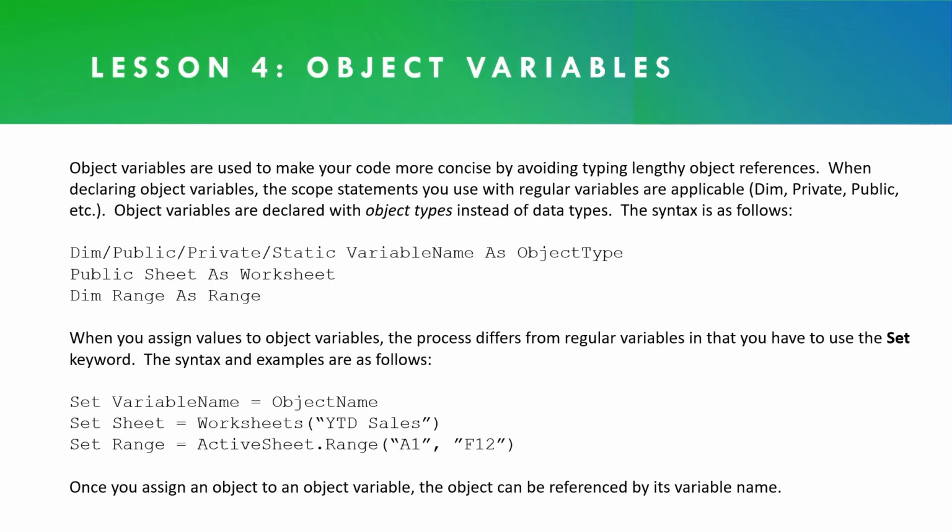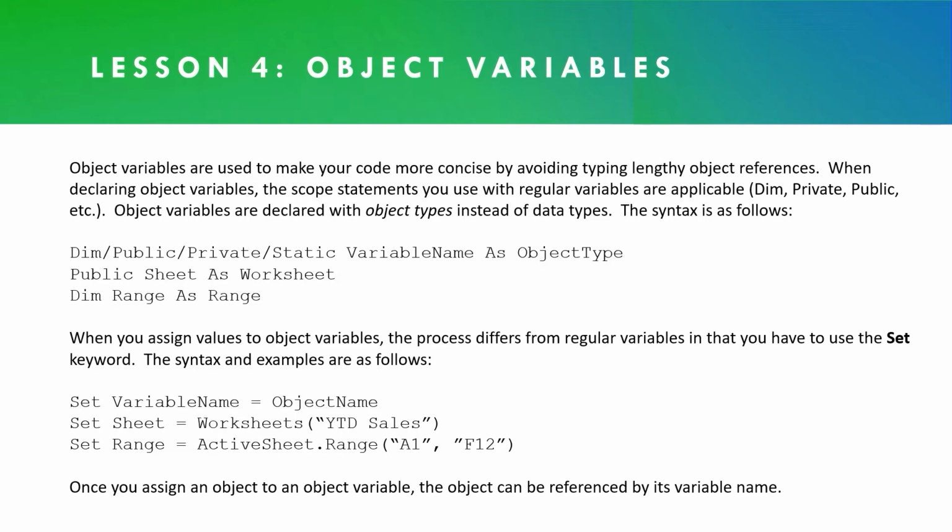So we have the syntax there. You could use Dim, Public, Private, Static, the name of the variable, as the object type. So examples would be Public sheet As Worksheet, Dim range As Range.